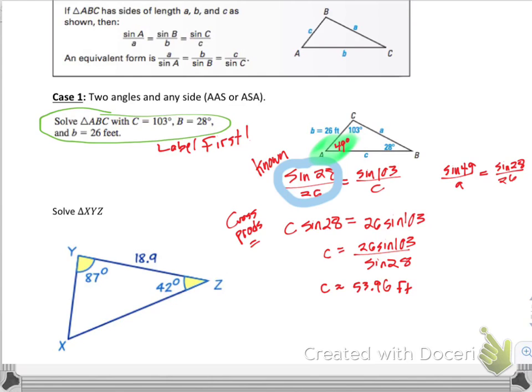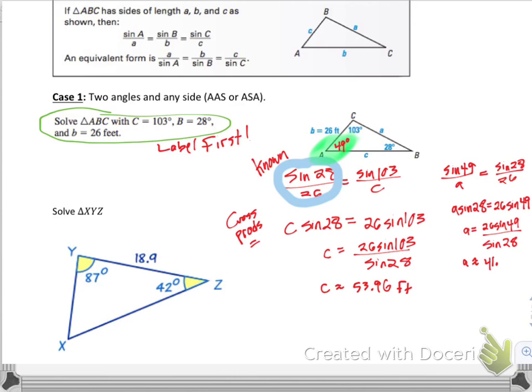Now, to get to the next piece, you probably already found that angle A is 49, because you know the three angles add to 180, so 103 and 28 combine to make 131, and then the difference between that and 180 is 49 degrees. How you go about it is your choice. But that's a ratio. Sine 49 over A is an unknown, unfinished ratio, but I do know sine of 28 over 26. Set them equal, set the cross products equal, and then I would divide both sides by sine of 28 to isolate A, and that's the length of that side A.